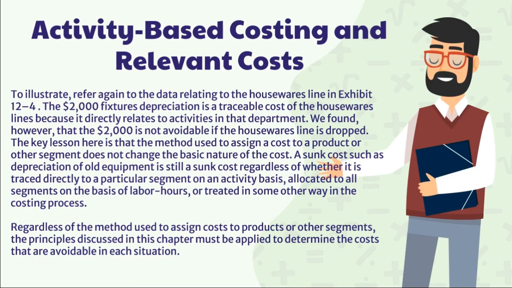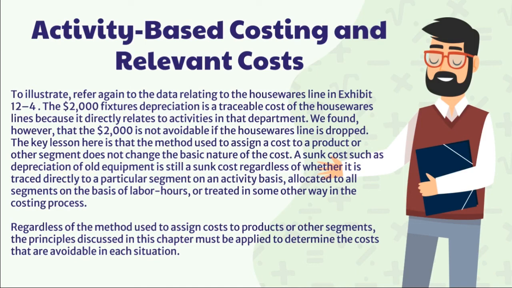To illustrate, again refer to the data relating to the housewares line in Exhibit 12-4. The $2,000 fixtures depreciation is a traceable cost of the housewares line because it directly relates to activities in that department. We found, however, that the $2,000 is not avoidable if the housewares line is dropped. The key lesson here is that the method used to assign a cost to a product or other segment does not change the basic nature of the cost.